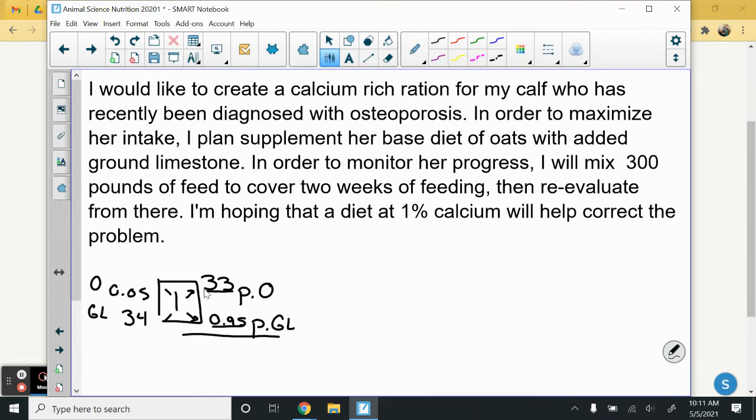Okay, so 33 plus 0.95 is going to give me 33.95. Pretty easy to add up that one. I'm going to use my total parts, what I just calculated, to then go ahead and solve out the percentage I need of each ingredient. So I'm going to take that 33 and divide it by 33.95. And that's going to give me 0.972.